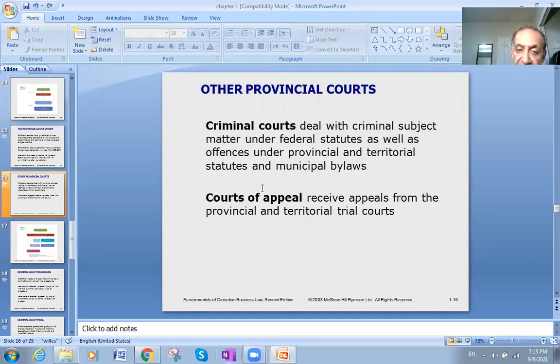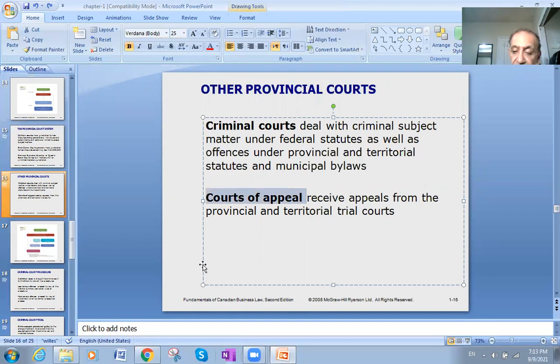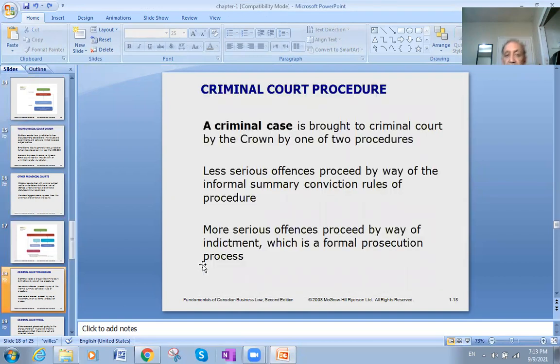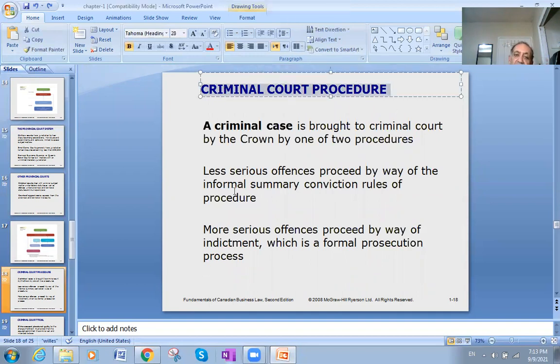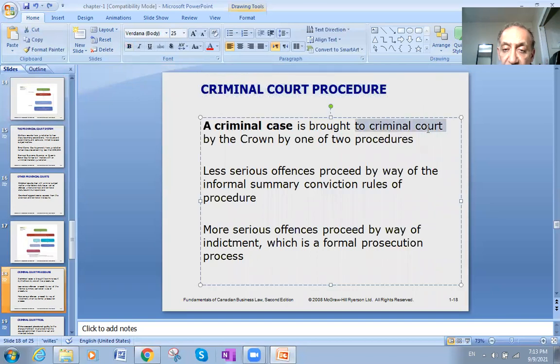We said the criminal court and the court of appeal. Criminal court procedures. What will be done within the criminal court in cases of crimes? A criminal case is brought to criminal court by the Crown by one of two procedures. Less serious offenses proceed by way of the informal summary conviction rules of procedure. More serious offenses proceed by way of indictment, which is a formal prosecution process.